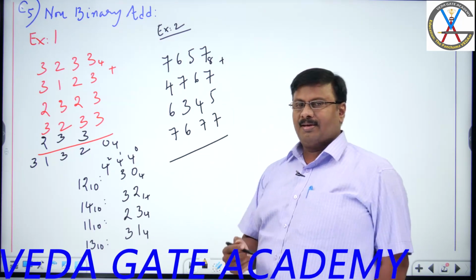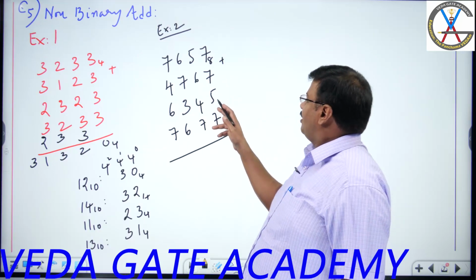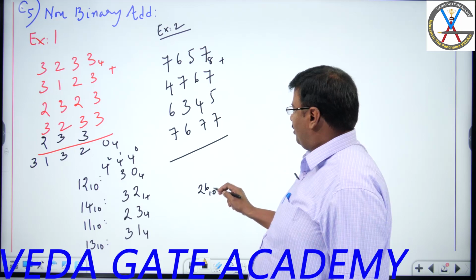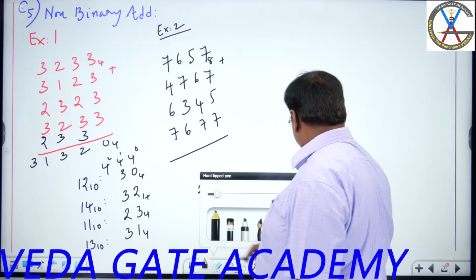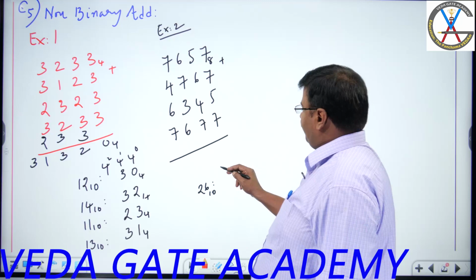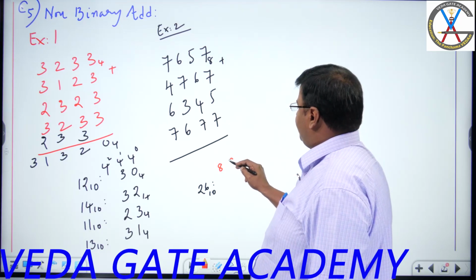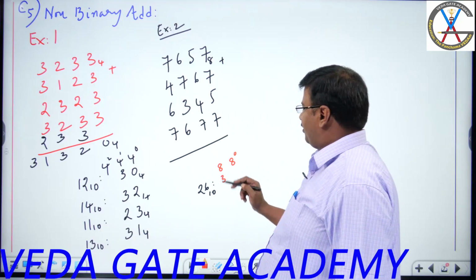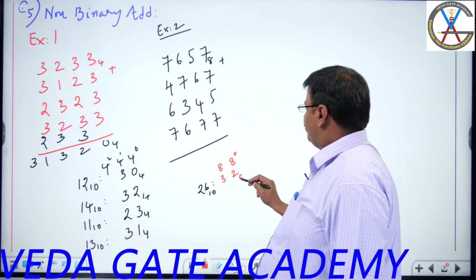Here, 14, 19, 26. 26 is a decimal number. Putting it in base 8 form, the places are 8 power 0, 8 power 1. 26 is 3 into 8, 24, plus 2. So 3, 2 base 8.